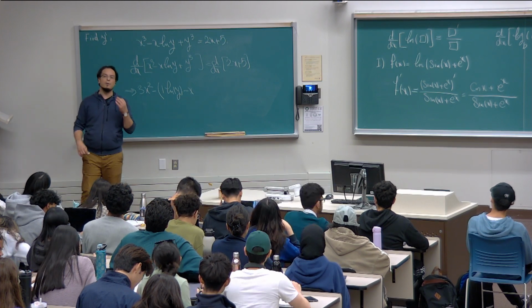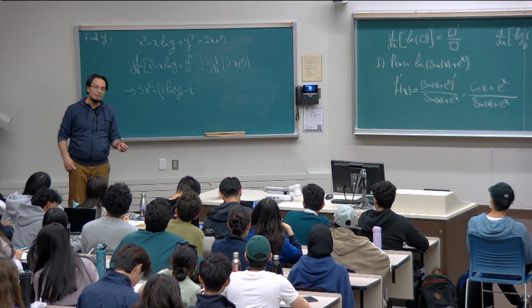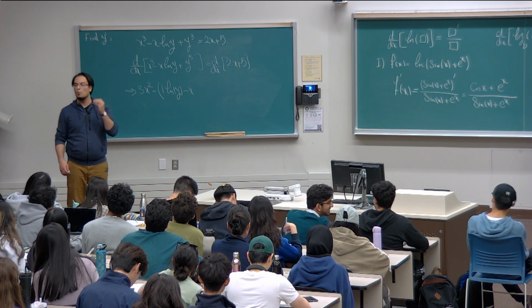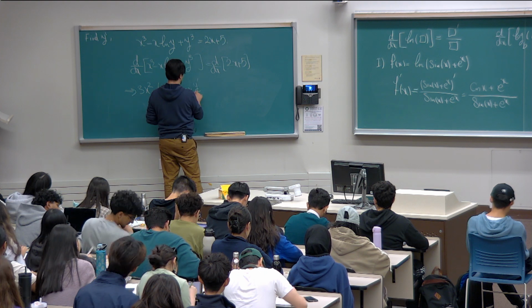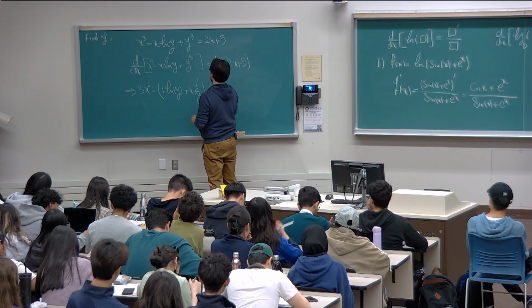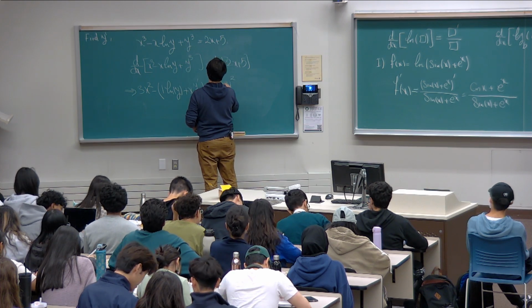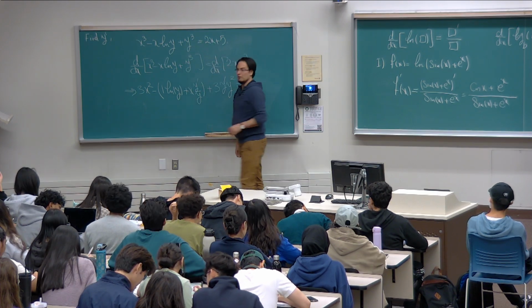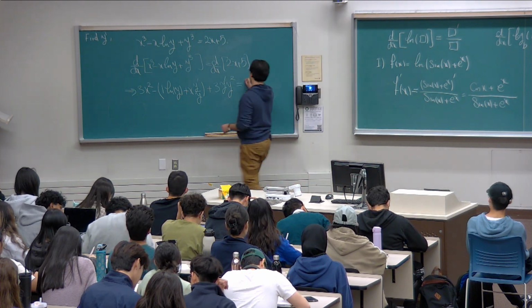Derivative of ln y is y prime over y. So that is how I get this, plus y prime over y. That's how I get the second term here. Plus the derivative of y cubed is 3y squared. You multiply it by y prime. And then the right-hand side, you just get 2 there, yes?